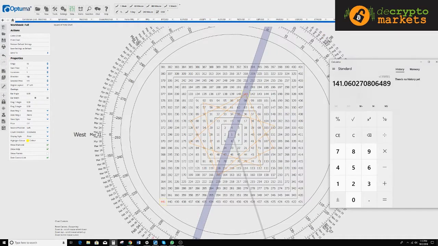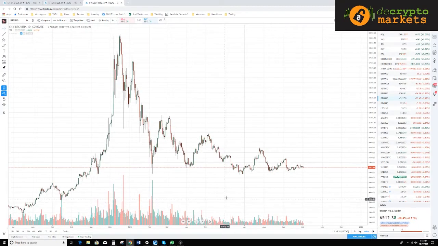What is 76 squared? 5,776. That is $2 above the all-time low for the year. The low is back here, 5,000 or somewhere around here. Right there, depending on your data.